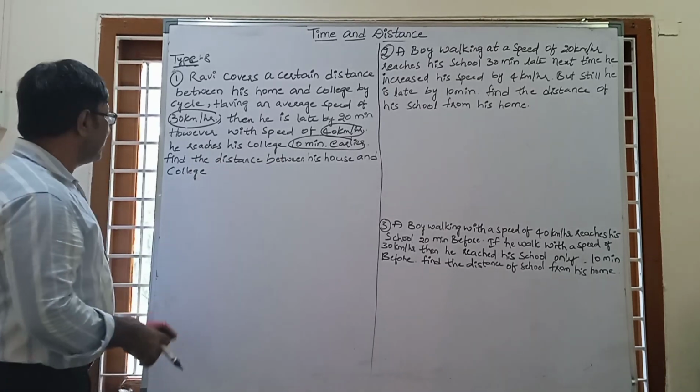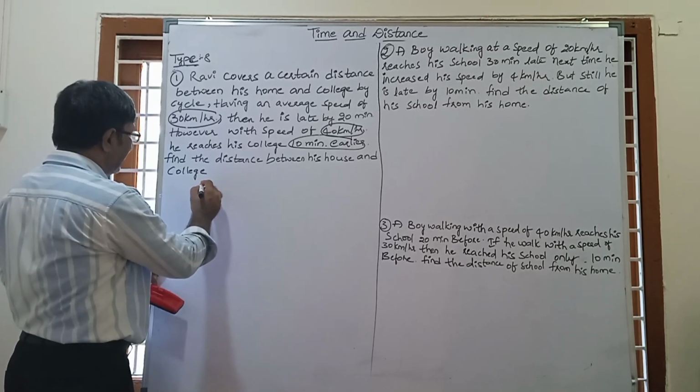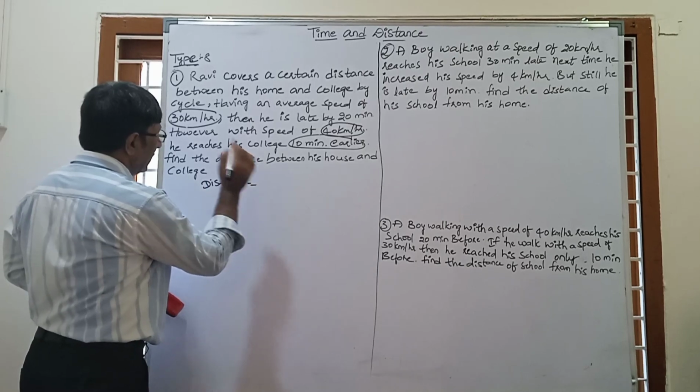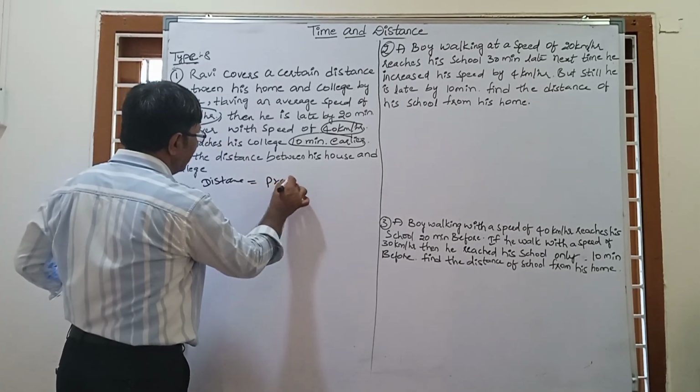For this type of question, there is a simple trick. Distance between house and college, that is, distance equal to product of speed.